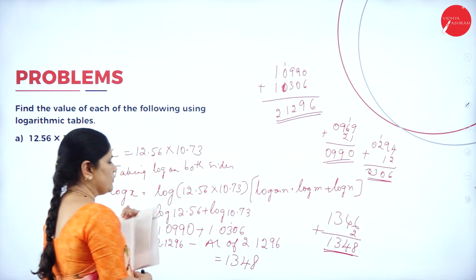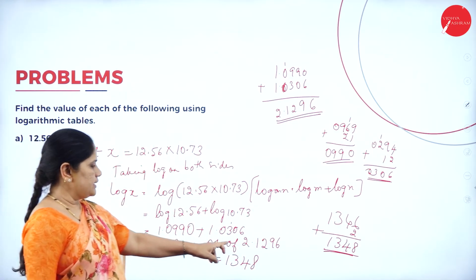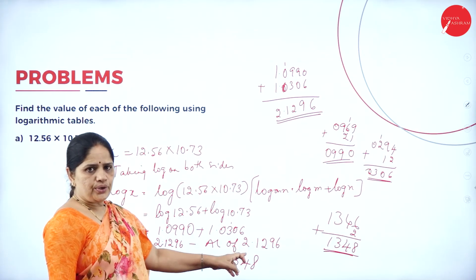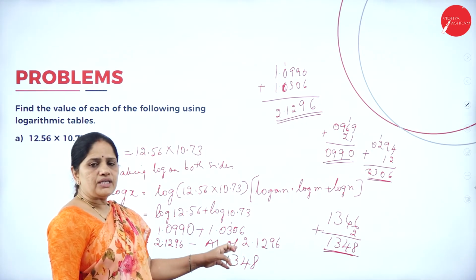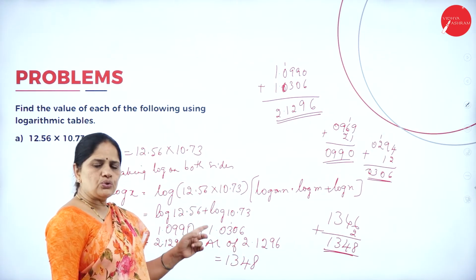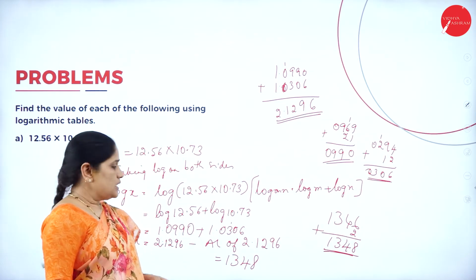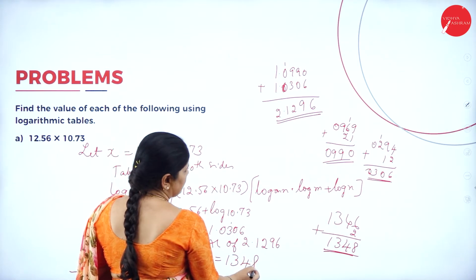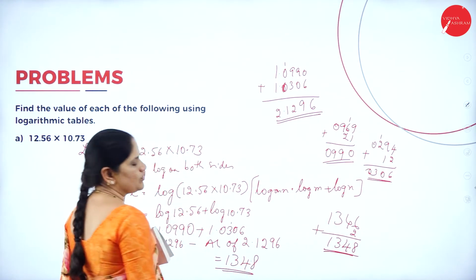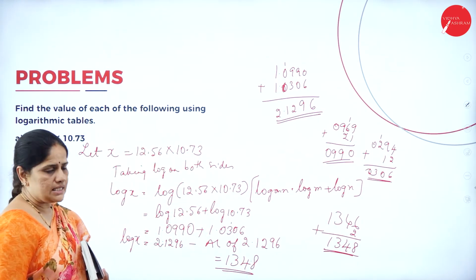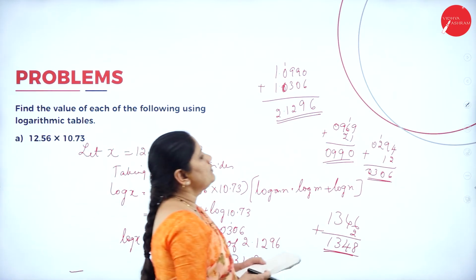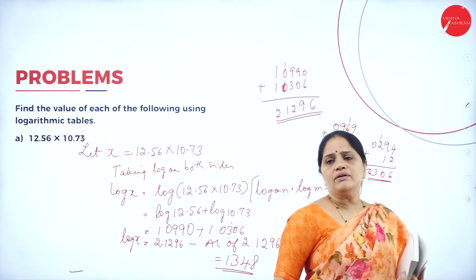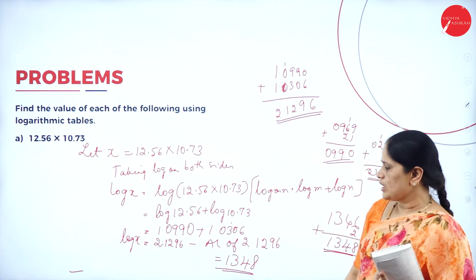1348. Now you see the characteristic here, it says 2. If it is 2, I should add 1 to this 2, so it becomes 3. So I will put the decimal point after 3 digits. So 134.8 is the answer. So this is how we will have to solve the problems based on logarithms.